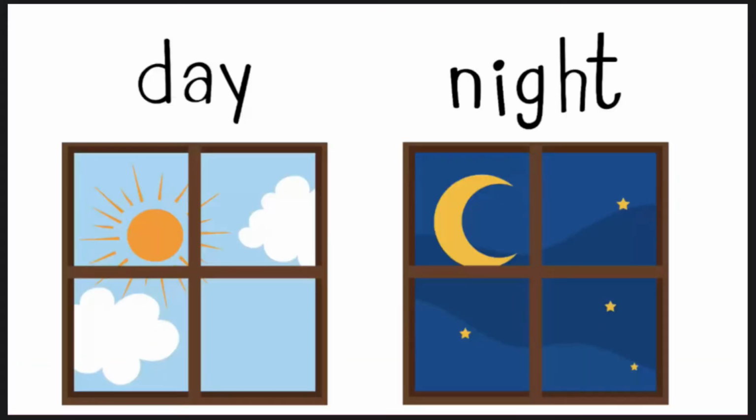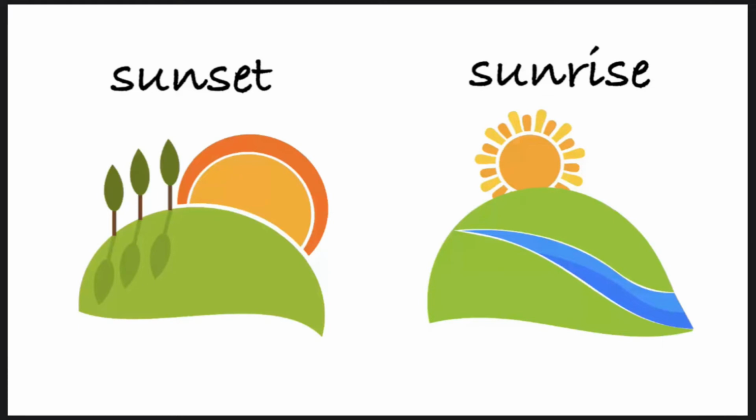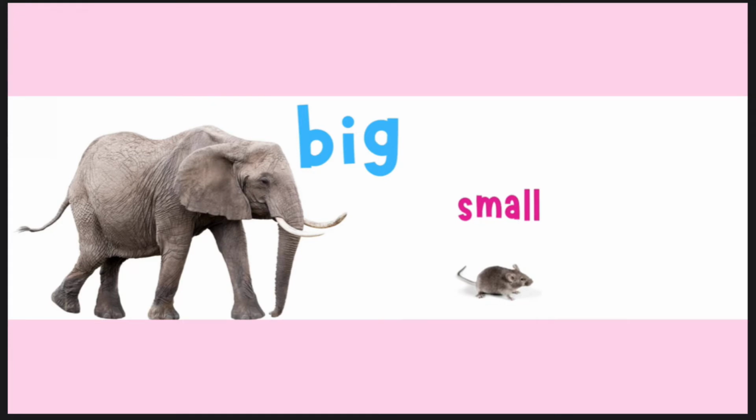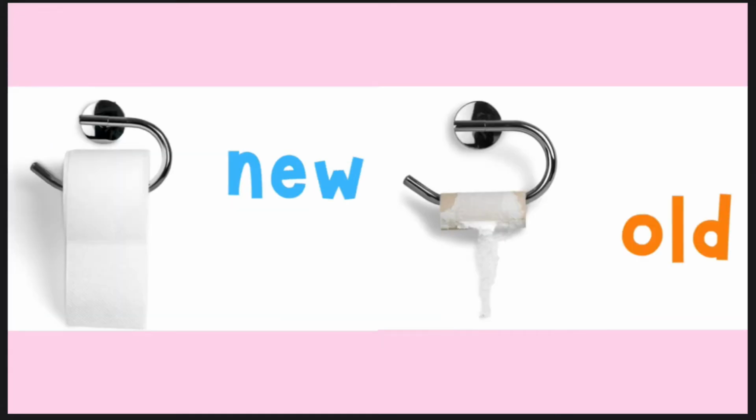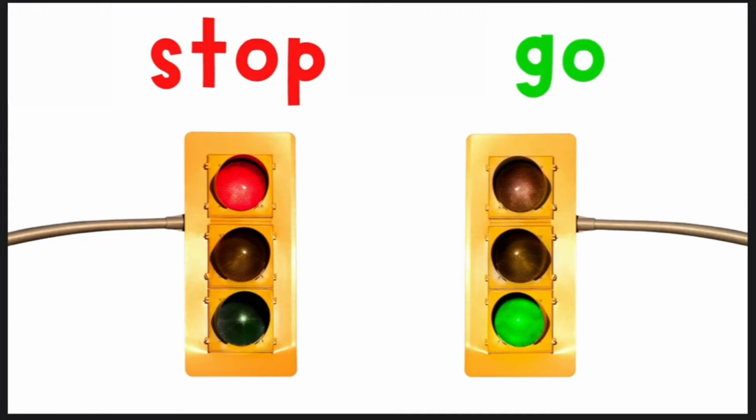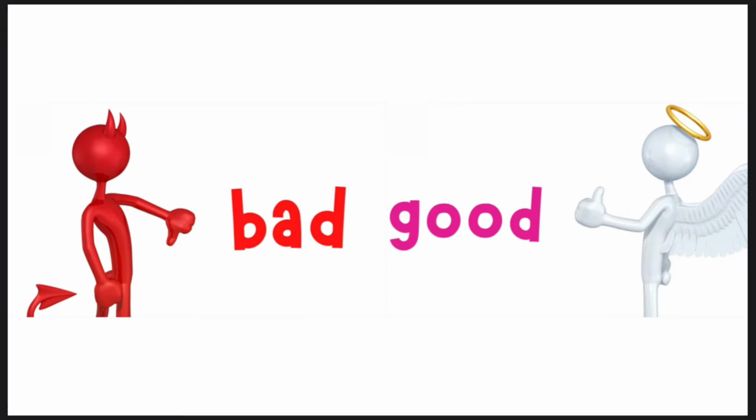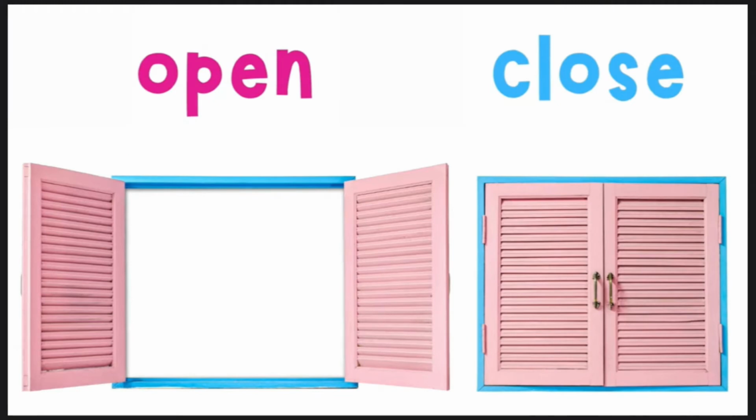After a long day comes the night. It is sunset before sunrise. Big elephant and small mice. New is the opposite word of old, and old is the opposite word for new. The red light means stop, and the green means go. Bad is the opposite of good, and good is the opposite of bad. Open is the opposite for close, and close is the opposite for open. Open and close are also opposites.